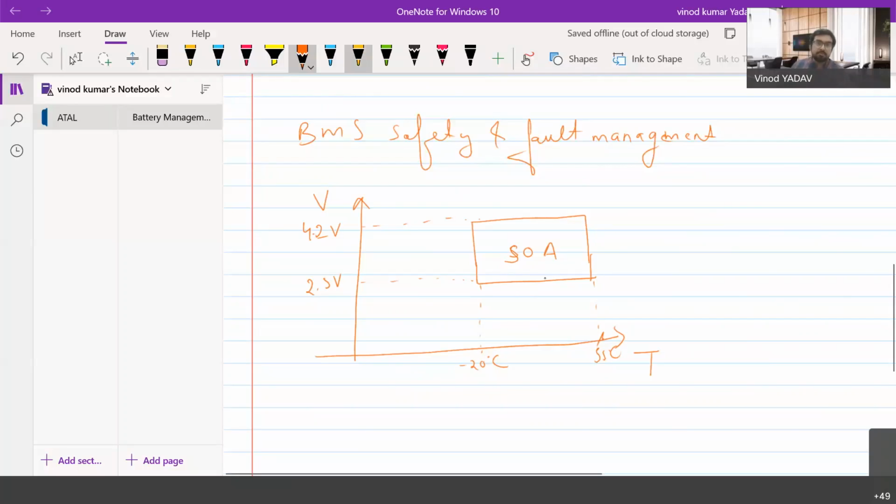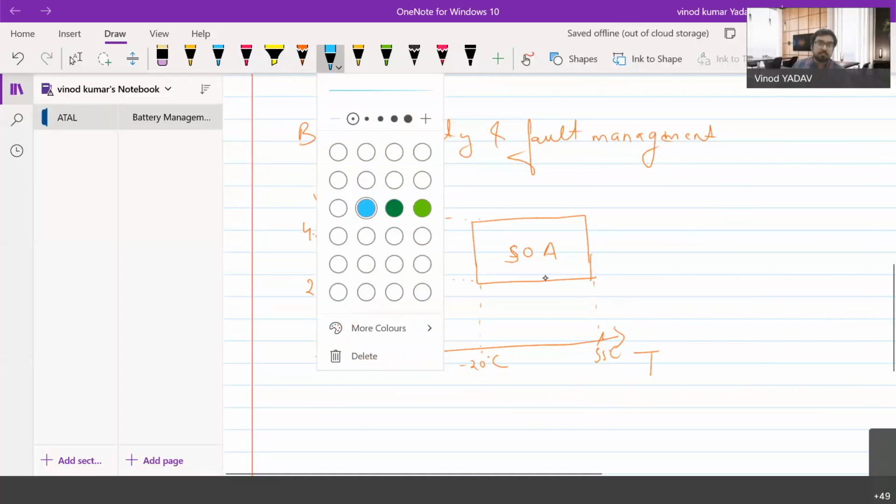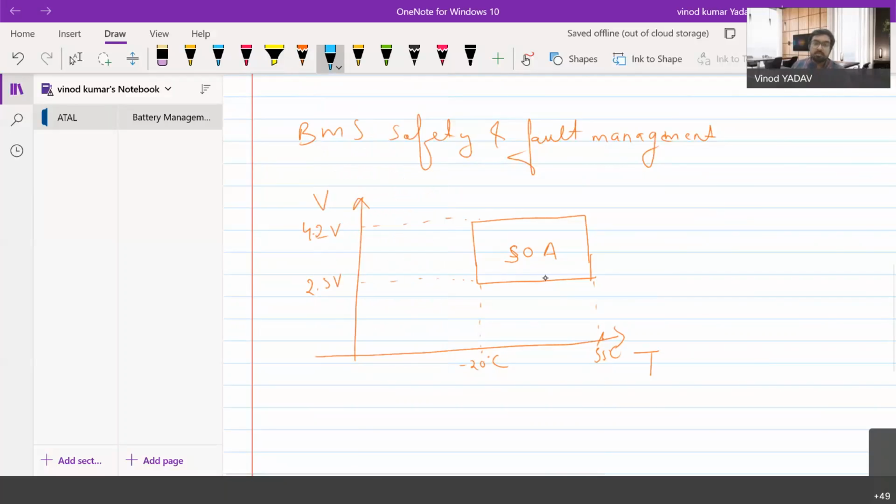For example, if suppose my working region is this, I'm operating beyond the permissible voltage range. So this region will be the overcharge region.